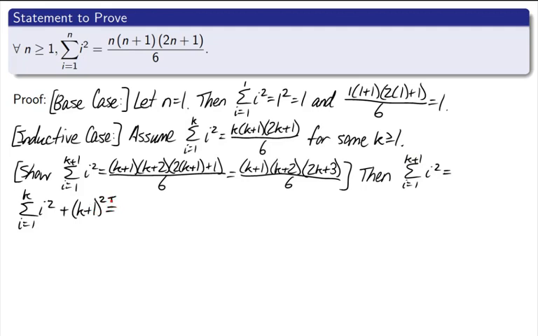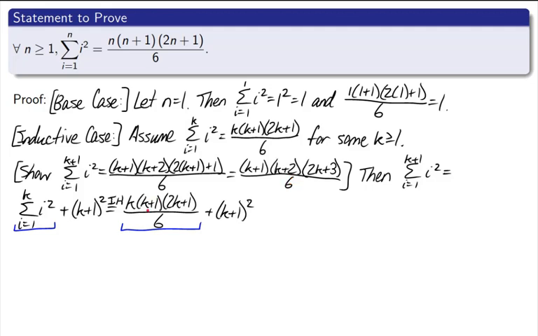Now let's use this inductive hypothesis. This part, I have a statement for. That's k times k plus 1 times 2k plus 1 over 6. So here it is. And then I still have a k plus 1 squared. Now just like in the last proof when I did some clever factoring, I'm going to do that again. But this time I'm going to be even more smart about it. I'm looking for a k plus 1 times k plus 2 times 2k plus 3 over 6.